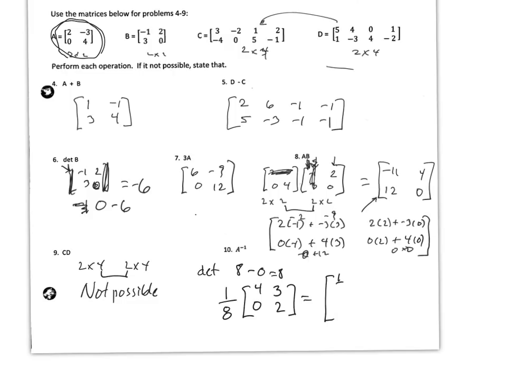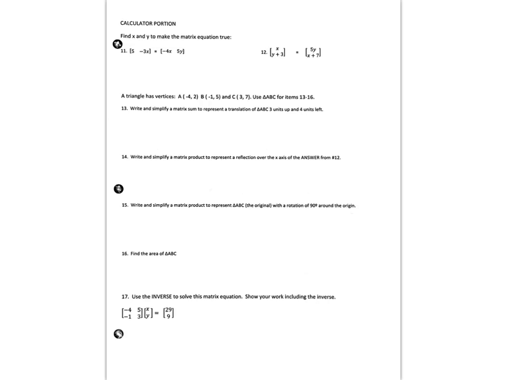So this is 4/8, 3/8, 0/8, and 2/8. And that is the inverse. So all of that will be on the non-calculator portion.